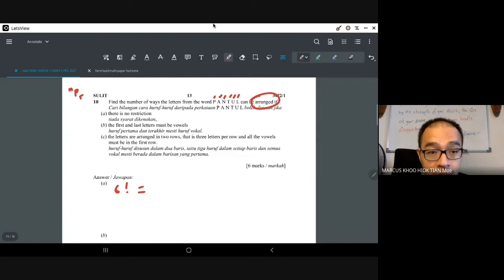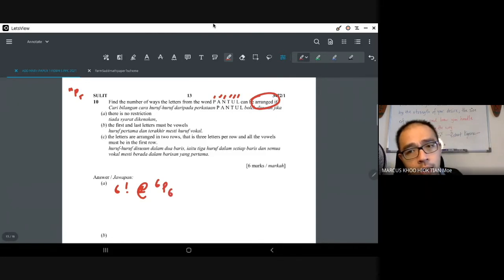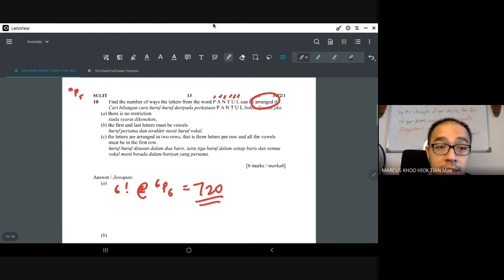Since you're arranging, either 6 factorial or 6P6. Either way you will get the same answer, which is 720. 6P6, yeah, 720. So there'll be 720 ways if there is no restriction.